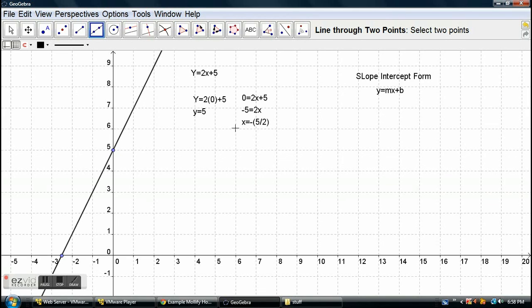There are 2 ways to do it. I prefer the other way. It's a little bit faster, but either way. Okay, good luck.